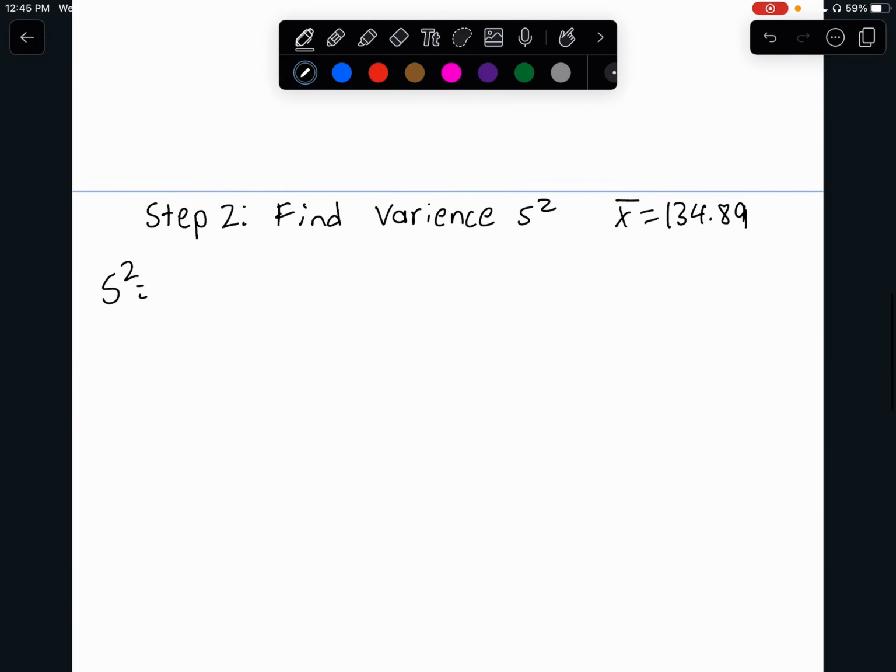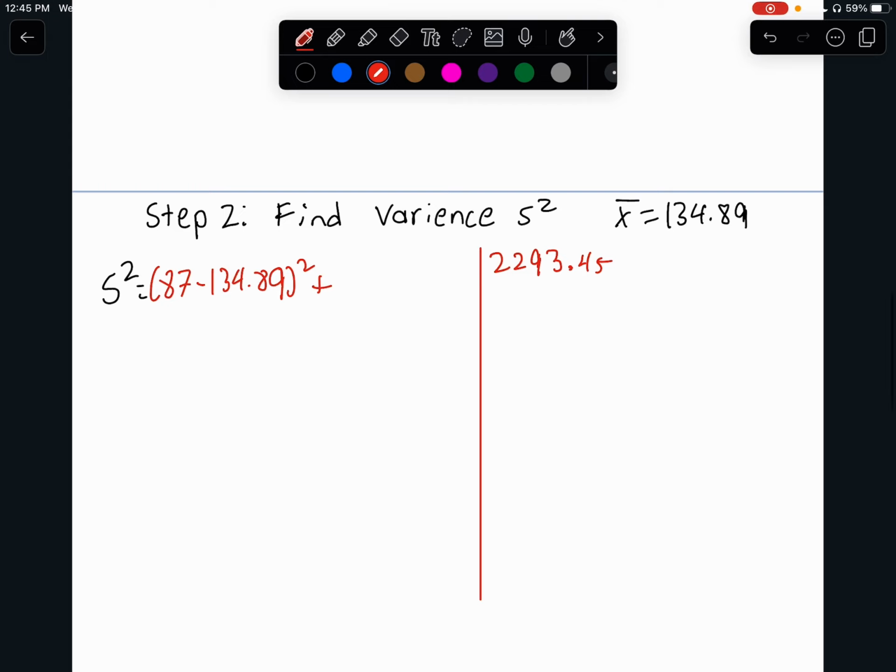To find our s squared, I'm going to divide this into two parts: one with our sum value, and one just breaking it down. So we have 87 minus 134.89 squared. We do this math, minus 134.89 to the power of 2. Remember, all of our terms are going to be positive. Our first value is 2,293.45.